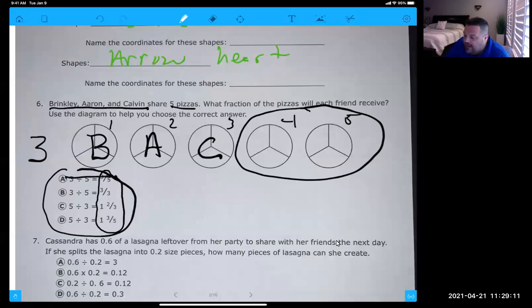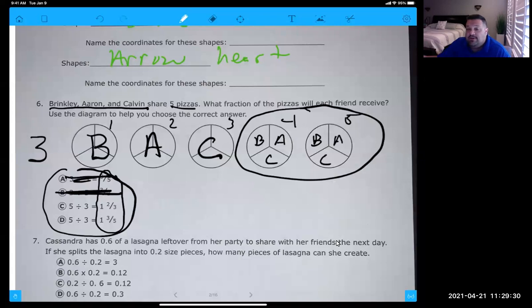So that would eliminate A and B as a choice because only C and D have 1s as the answer, right? So now I could, if I want to, just put their names in here again. B, A, C, and B, A, C.